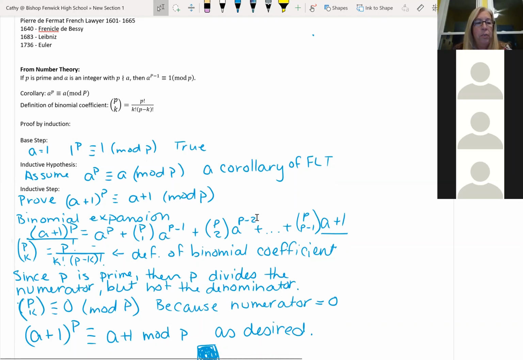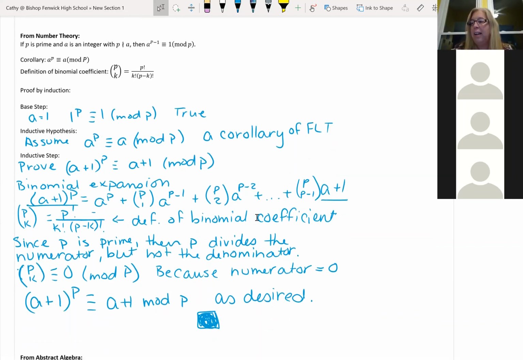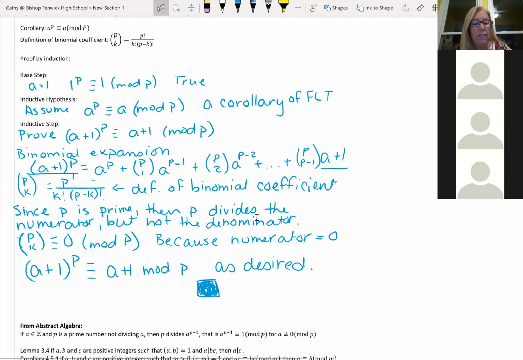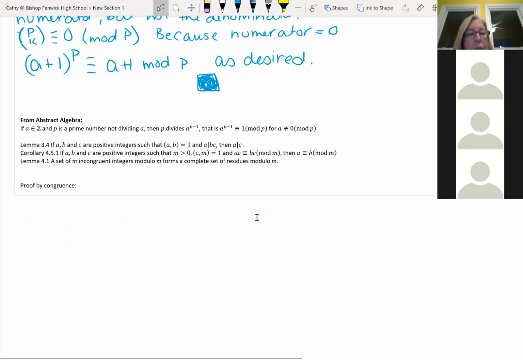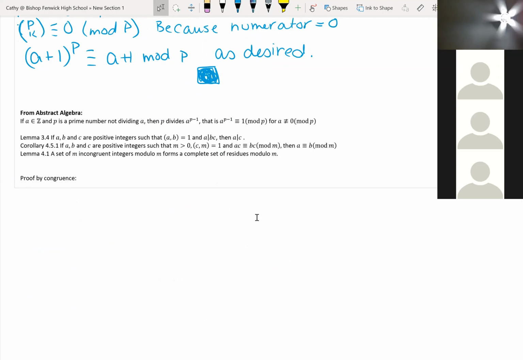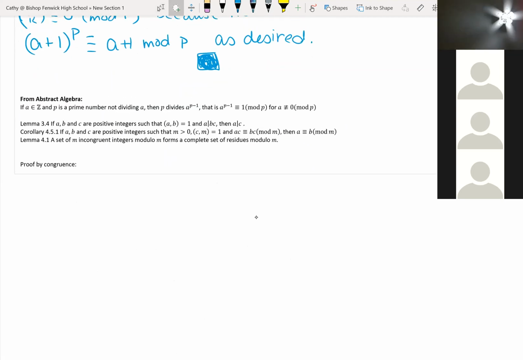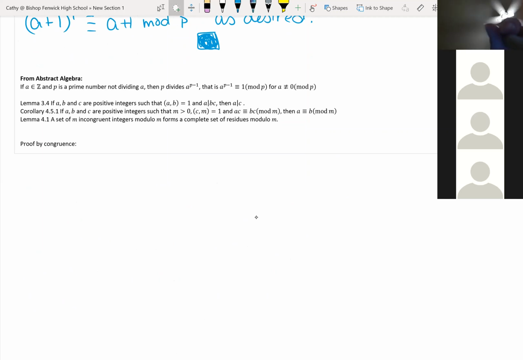Anyway, so here is the proof from number theory that if I have time, I can go back to it, but I really wanted to focus more on the abstract algebra, the modern algebra side of it. So I can come back to that if I need to. But, all right. In abstract algebra, so we are going, if A is in Z, then P is prime, a prime number not dividing A, then P divides A to the P minus 1, that is, A to the P minus 1 is congruent to 1 modulo P for all A's not equivalent to 0 modulo P.